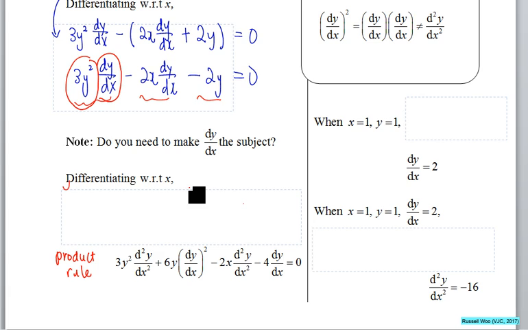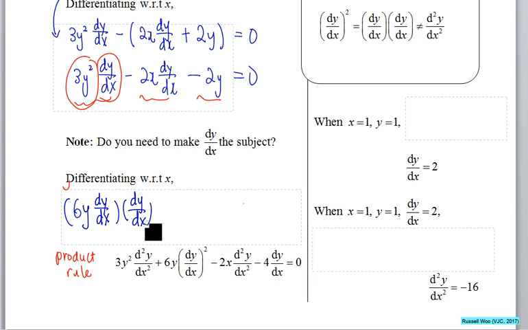To use product rule, we have to differentiate 3y squared here and then keep dy dx. Remember when you differentiate 3y squared, what do we get? You get a 6y. Not done yet, you have to multiply by dy dx, because this is product rule.